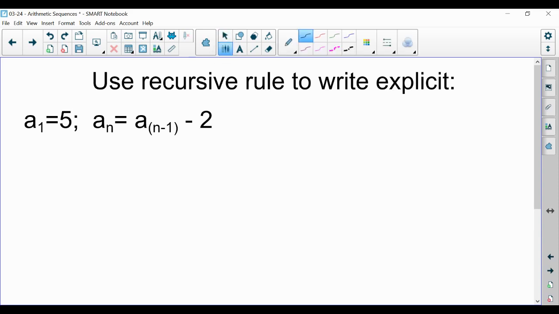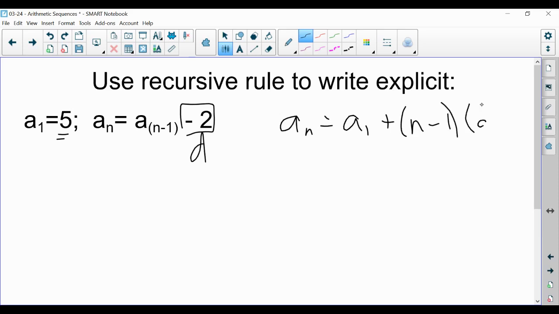So we got to know where to find that. Well, a sub 1 is 5. I know my common difference in recursive is this number that's being added or subtracted at the end. So that is my common difference there. So to write my explicit form, my explicit looks like this: a sub n equals a sub 1 plus n minus 1 multiplied by d. All right, so I just need to substitute those values in there.